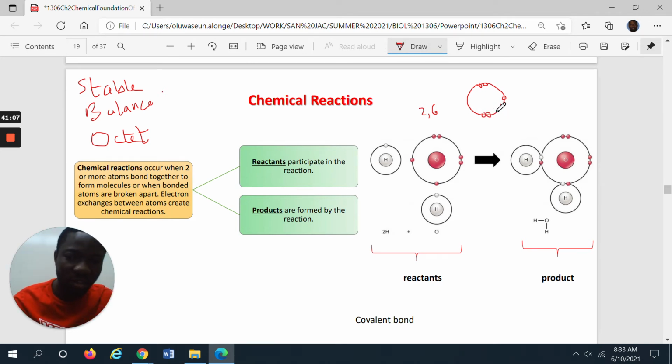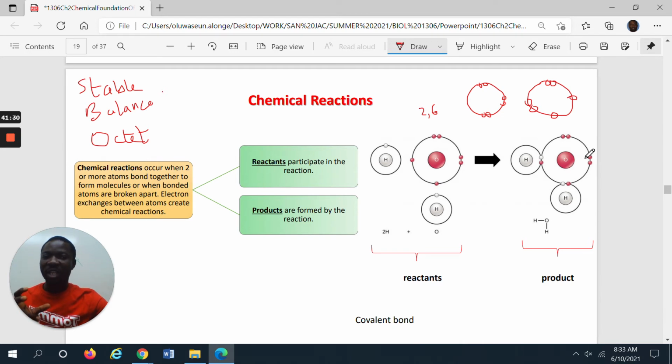That is deliberate. The reason is this. This is the way to fill it. I know I have 6. Then I'm going to fill it like this. 1, 2, 3, 4, 5, 6. Because we are interested in the number of unpaired electrons.